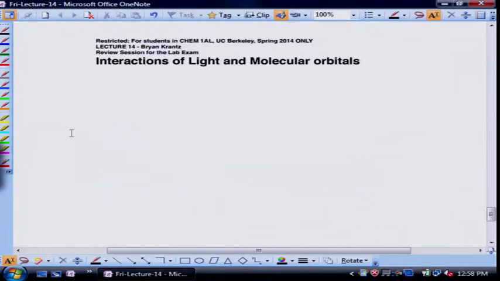So, interactions with light. We did this most recently, and ultimately, you should understand how to use Beer's law. That's very important. You'll definitely have something on there about Beer's law. And you're going to have to think about molecular orbitals and why do molecules absorb light in the UV visible region? And what are the rules?